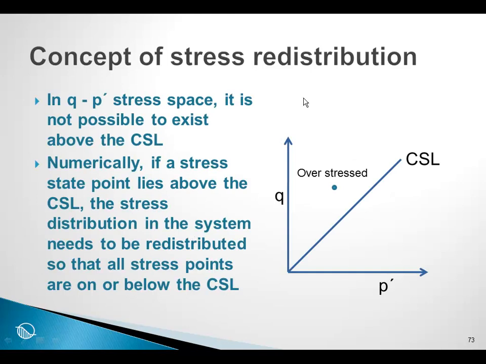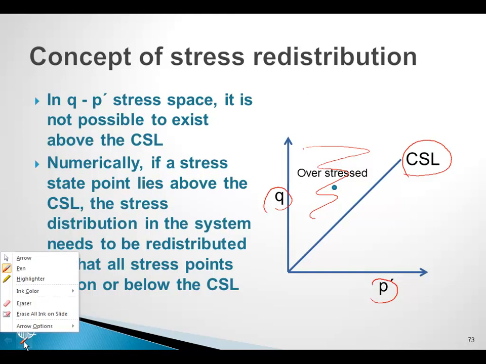First of all, then, the concept of stress redistribution. In q-p' space, we have the critical state line, which represents the ultimate state of the soil, or the ultimate shear that the soil can sustain. And it is not possible to exist in this space here. If we are in that space, we are overstressed. Now, physically, it is never possible to exist in that space.